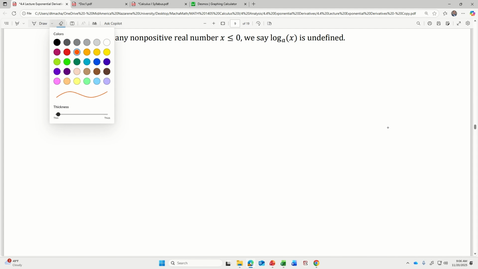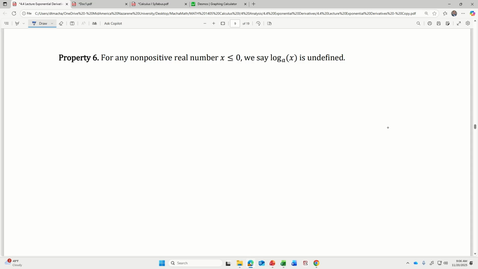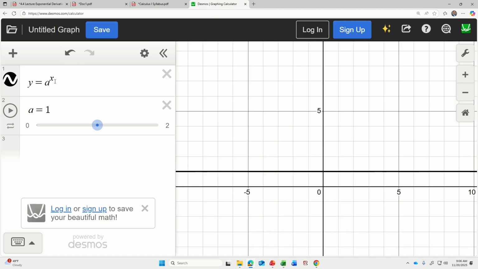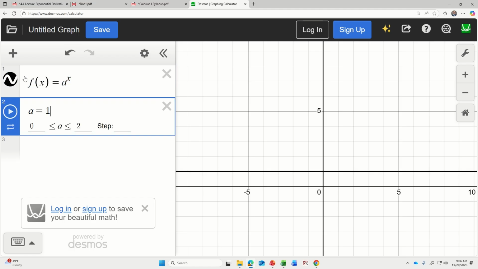Okay, property number 6. For any non-positive real number, we say that the logarithm is undefined. So a logarithm of 0 is undefined, and a logarithm of any negative number is undefined. So the logarithm is, of course, the inverse of the exponential function.